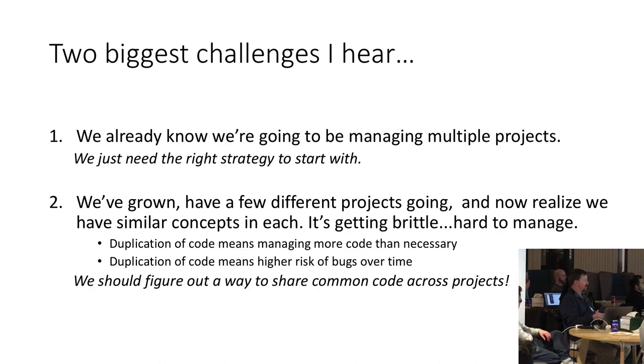The other scenario is we've grown and we have a few different projects going on, and now we realize we have similar concepts in each of them, and we want to normalize. It's getting brittle, it's getting hard to manage and keep in sync. So the duplication of code means we're managing more code than necessary, and we also have a higher risk of bugs over time, so we should definitely figure out a way to start sharing common code across projects. How do we do that?